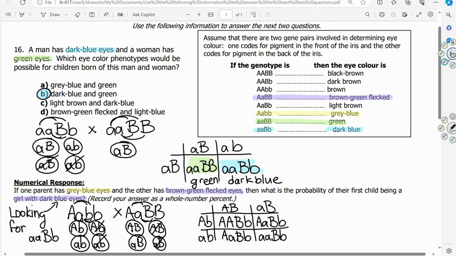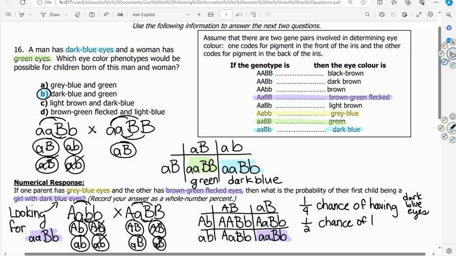Next, let's check what we were looking for again. We were looking for dark blue eyes. And we can see in our Punnett square, there is 1 out of 4 with dark blue eyes. We also want to know the chance that a girl has dark blue eyes. So the chance of having a girl is 1/2.